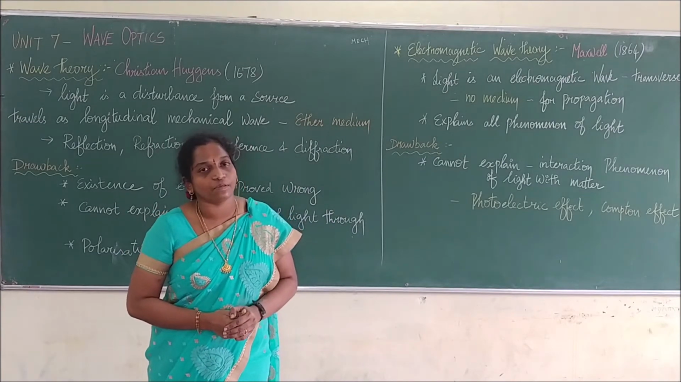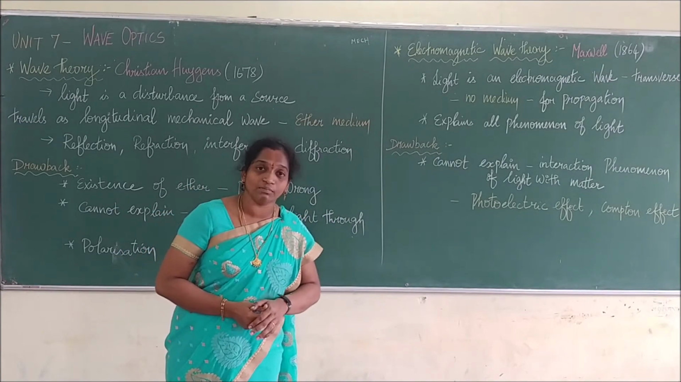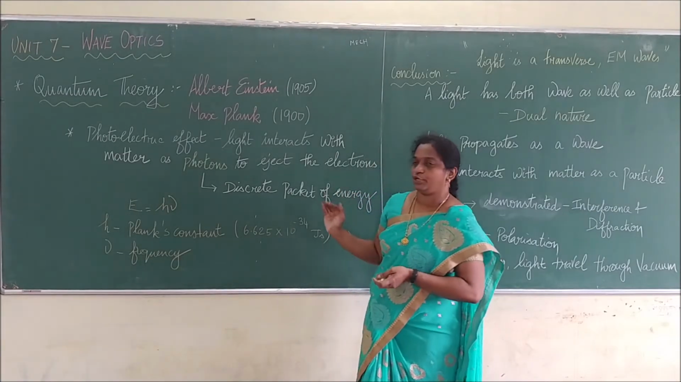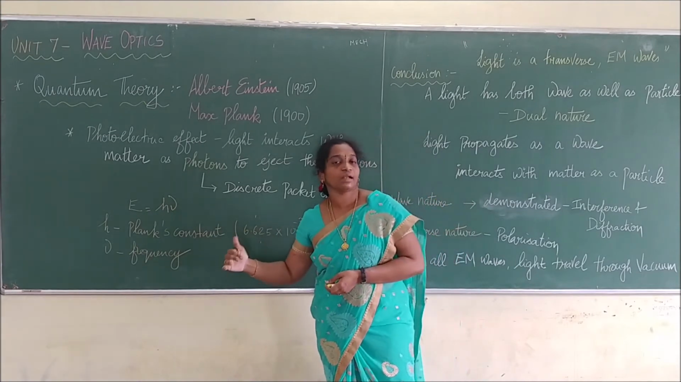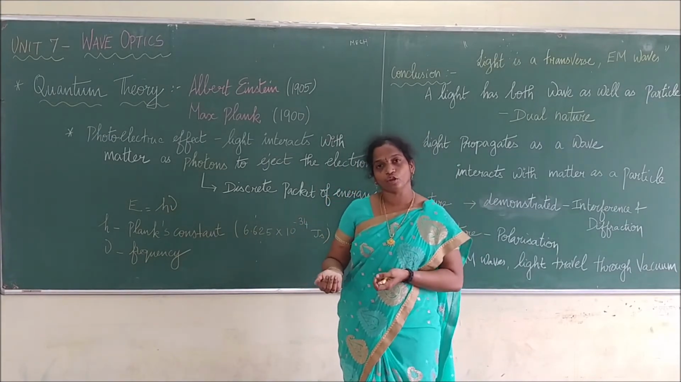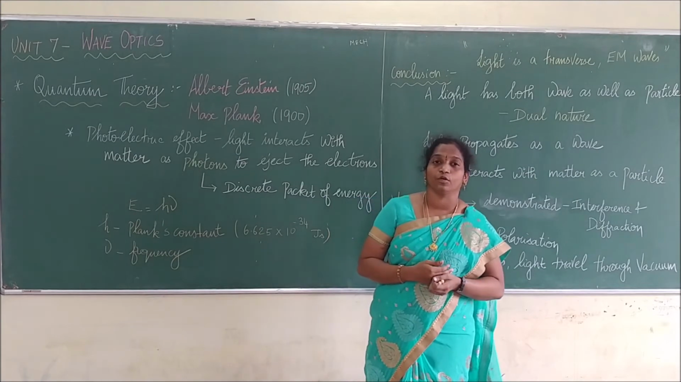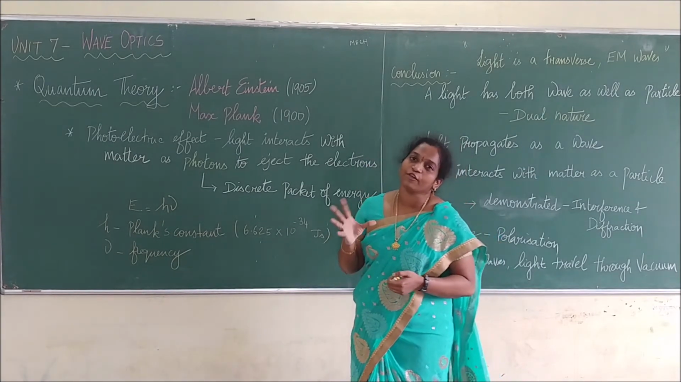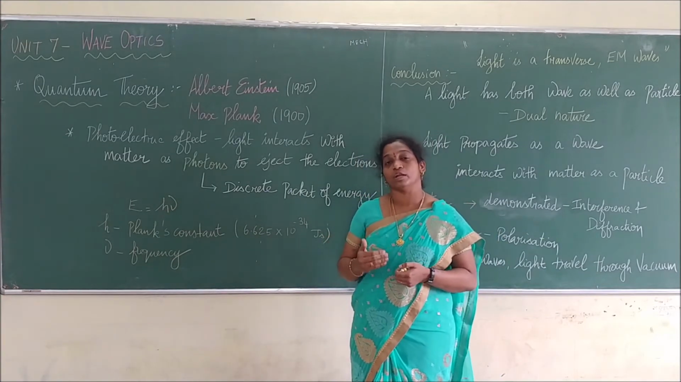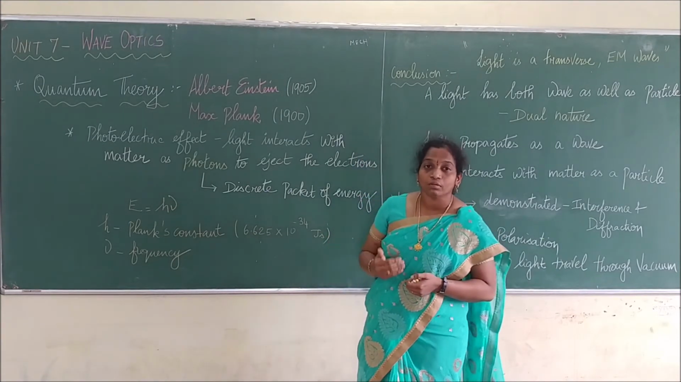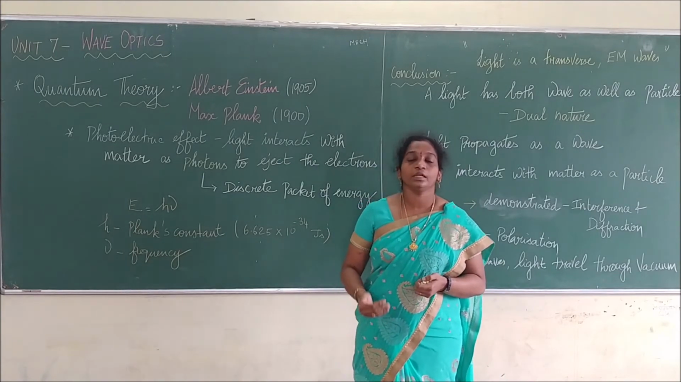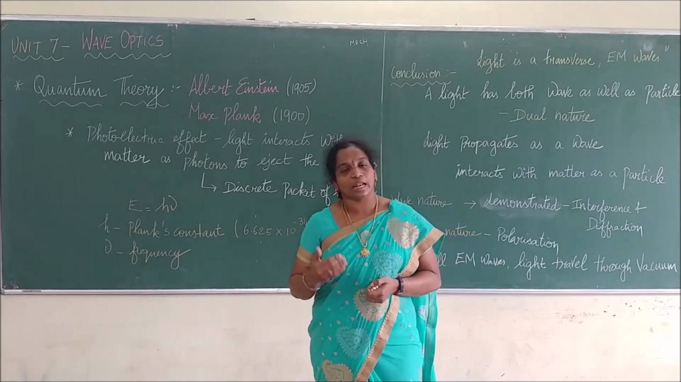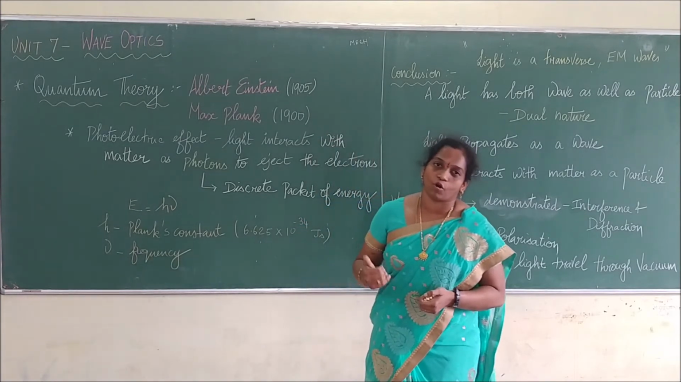The last theory is the quantum theory of light. We have seen the corpuscle theory, the wave theory and the electromagnetic wave theory of light. These theories failed to explain all five phenomena of light, and also failed to explain how light travels through vacuum. They also fail to explain how light interacts with matter, like the photoelectric effect and quantum effects.